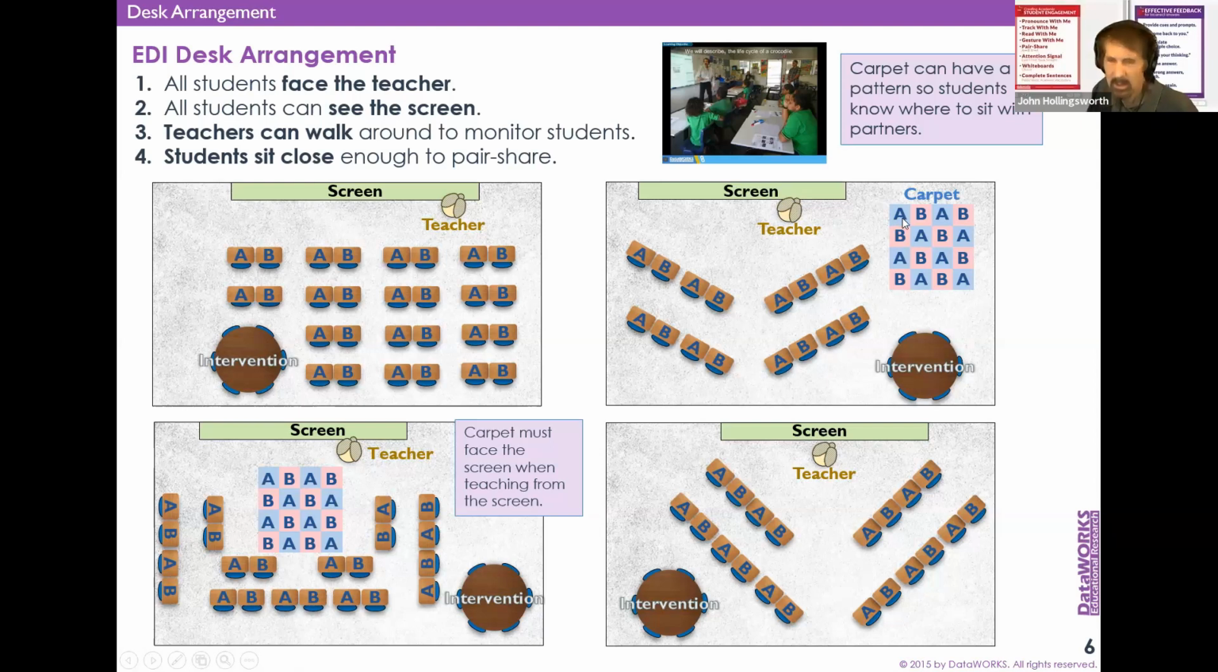Now, here's another thing we can do in the pair shares: labeled carpet. Sometimes I've seen teachers put stickies or even numbers on the carpet, and the students know exactly where to go and they know where to sit. So don't spend 20 minutes getting the kids back and forth. You can train your students. They know where to go.